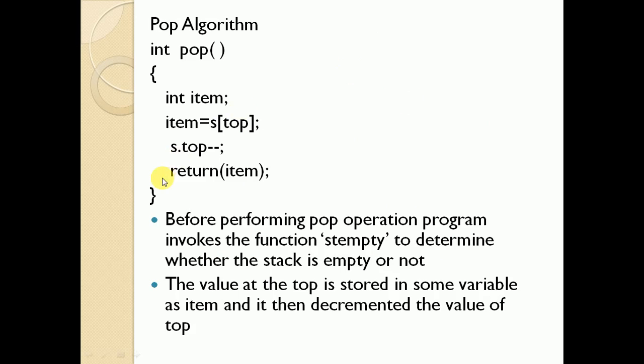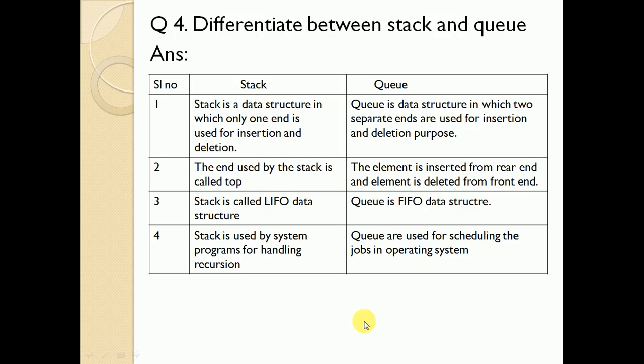And then after decrementing, return the item which you have deleted. So before performing the pop operation, the program invokes the function stack empty to check whether the stack is empty or not. The value at the top is stored in some variable as item, and then the value of top is decremented. Let's see the next question.